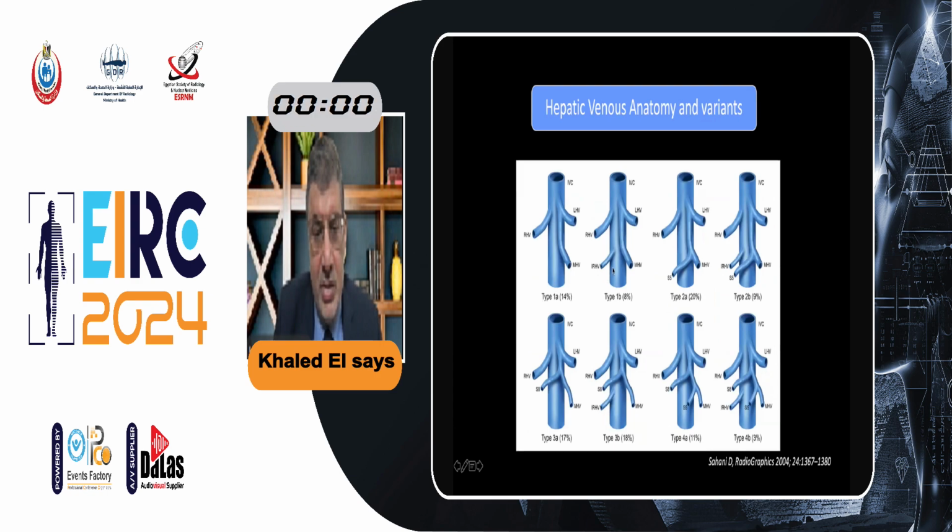Type 1B is the inferior right hepatic vein. Type 2A here, also what tells type 2A from type 2B is the presence of an inferior right hepatic vein. Okay, and the same thing for type 3 and type 4. And all of these are very important.